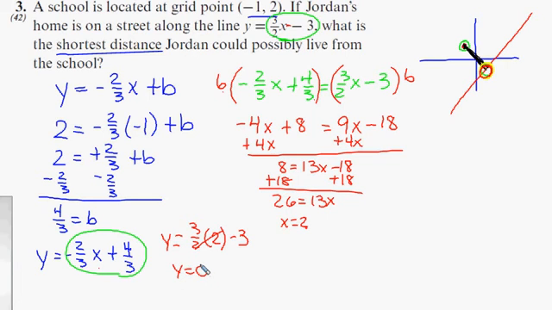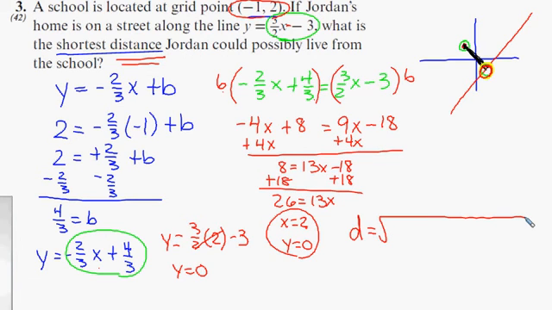So now we have 2 points. We have this coordinate and we have this coordinate. We can use that for the distance formula, and that is what we were looking for. We were looking for the shortest distance. All right? So now all you have to do to finish it out is use the distance formula.